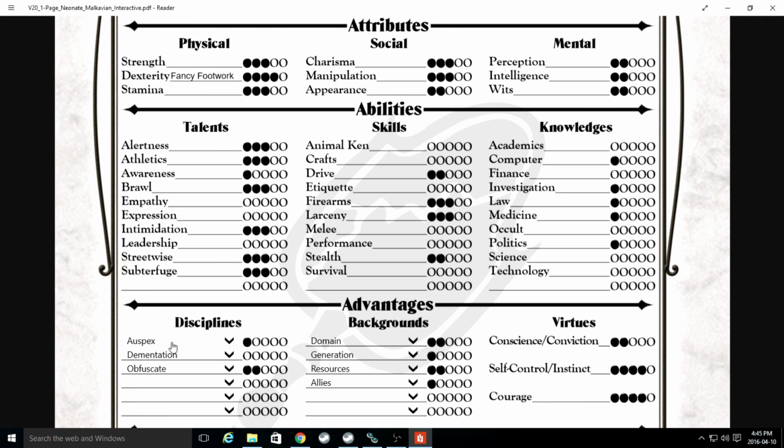I will double check that real quickly, just to be on the safe side, to make sure that I know what I'm talking about. Because, of course, you need to know what you're talking about. Yes, no roll is required. No roll is necessary. You may have to make a wits stealth roll that might cause you to reveal yourself.